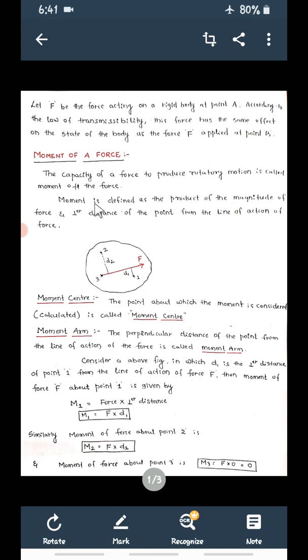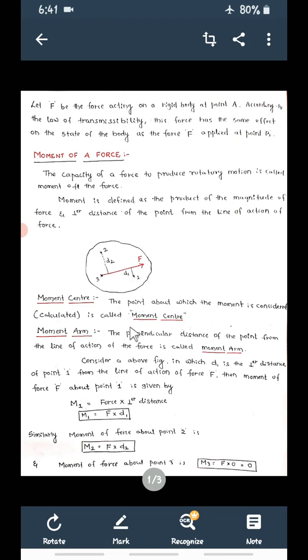So moment is the product of two terms: the magnitude of the force, F, and the perpendicular distance between the force F and the point where you are calculating the moment. Now let us take an example and define two terms first. What is a moment center? Consider this a rigid body which is subjected to force F. This is the applied force F.